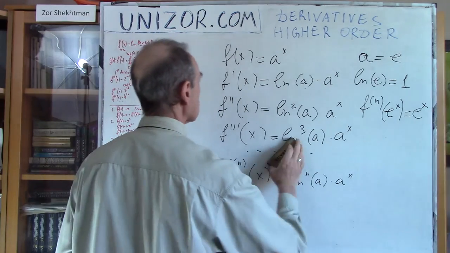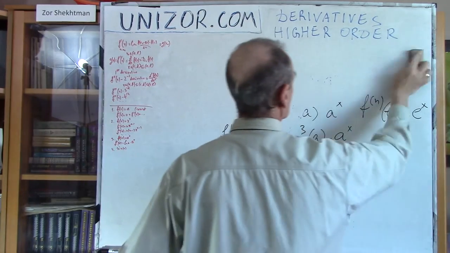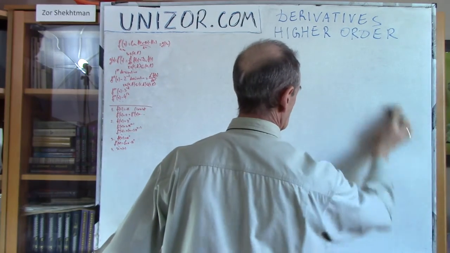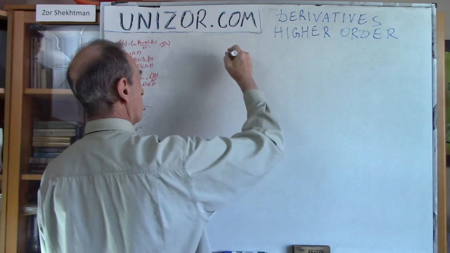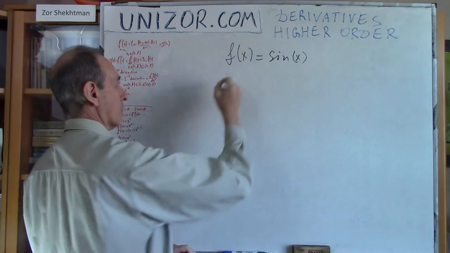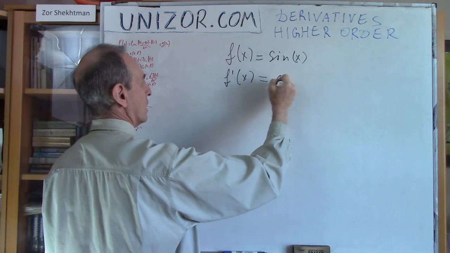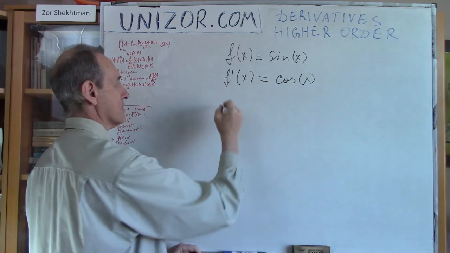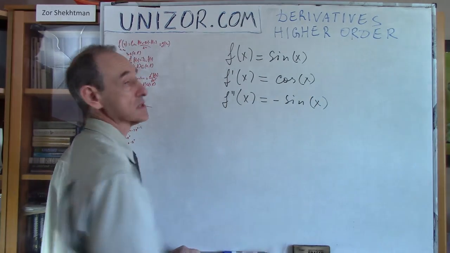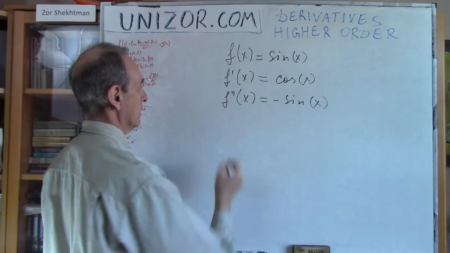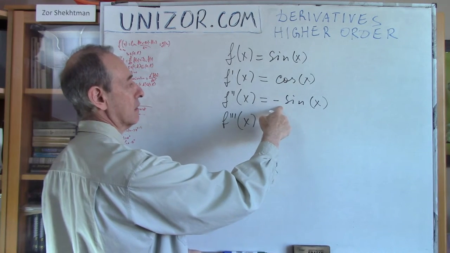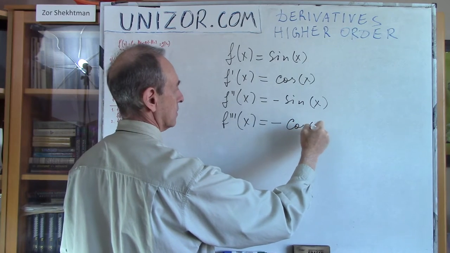Okay, my last example is from trigonometry. If my function is equal to sine of x, we already spoke about the first derivative being equal to cosine of x. Now, the second derivative is minus sine of x, right? The derivative of the cosine, we already spoke about this. Now, the third derivative is minus, because this is a multiplier, right? And then the derivative of sine, which is cosine.